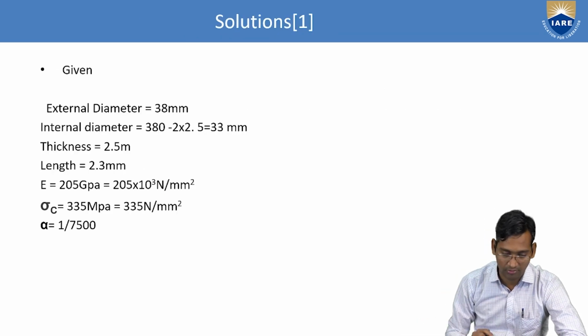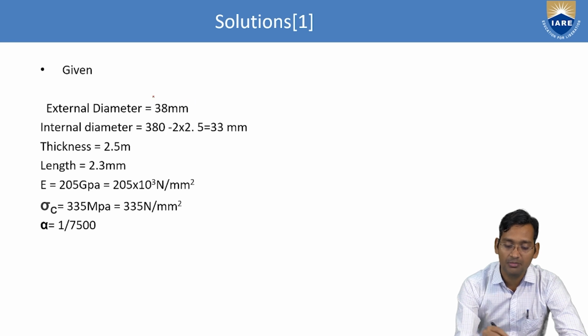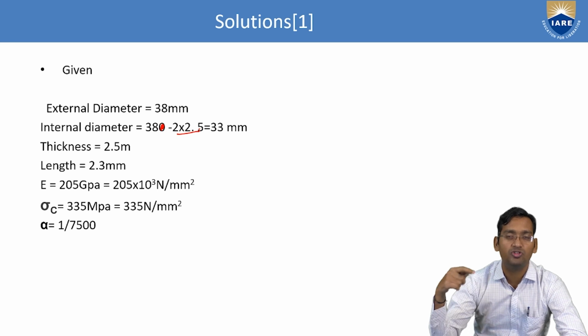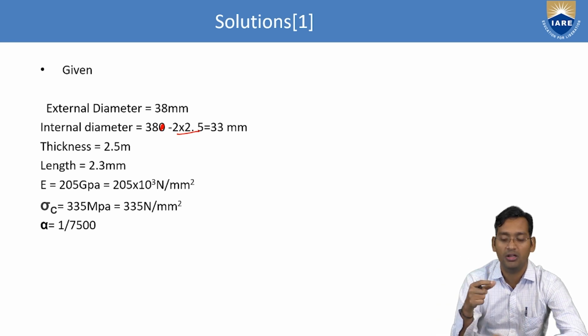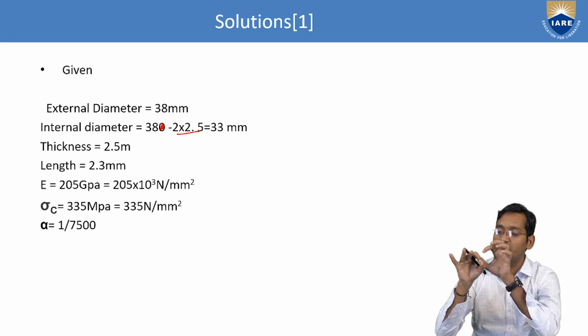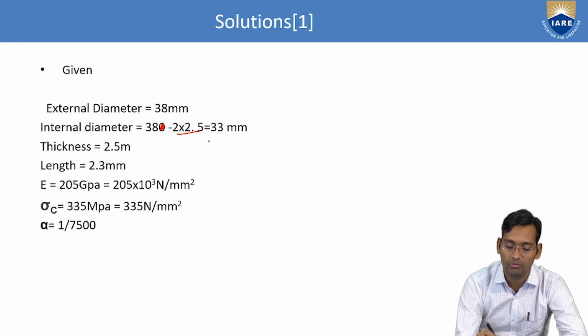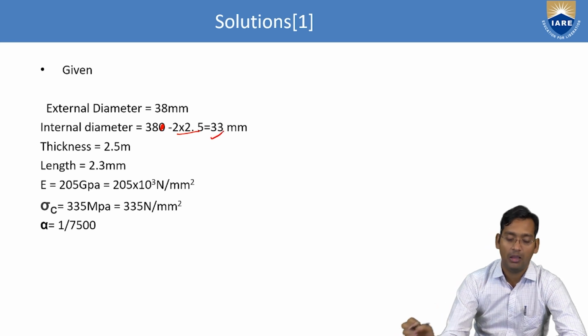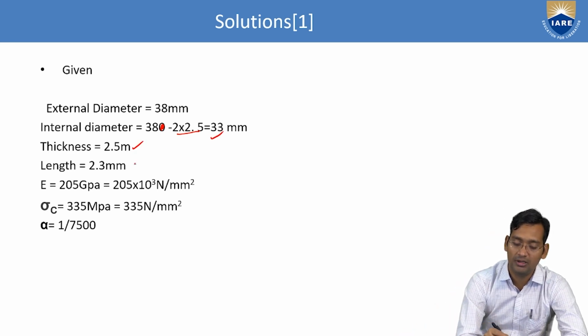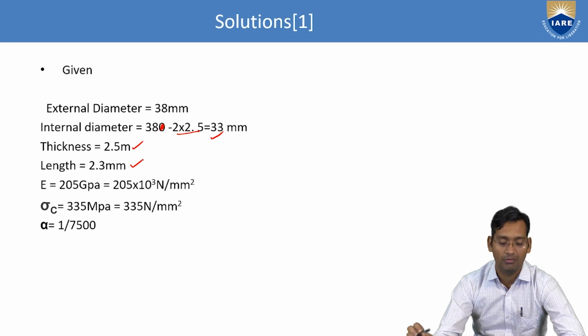Now just see the given data. External diameter 38, so what will the internal diameter be? It is 38 minus 2 into 2.5, because 2.5 thickness will be there on both sides, like suppose this finger is there. So this is 2.5, this is 2.5. In total we have to reduce 2 into 2.5, so the total becomes 33 mm. Thickness is given as 2.5. Length is given as 2.3 mm.